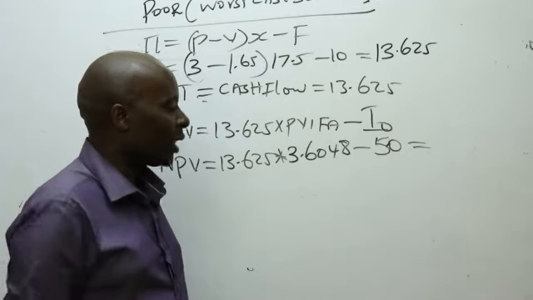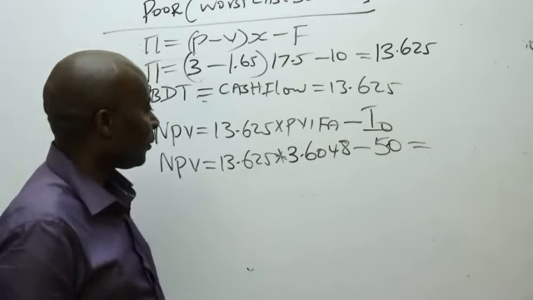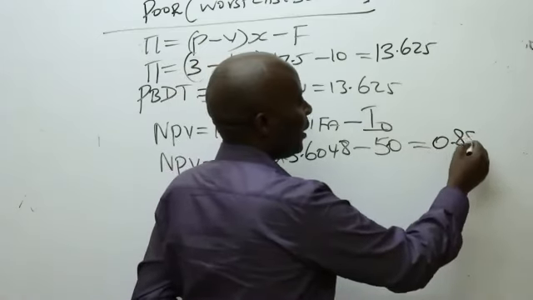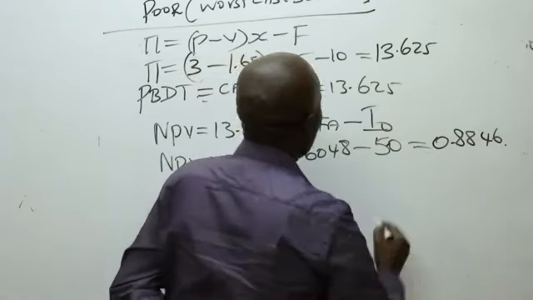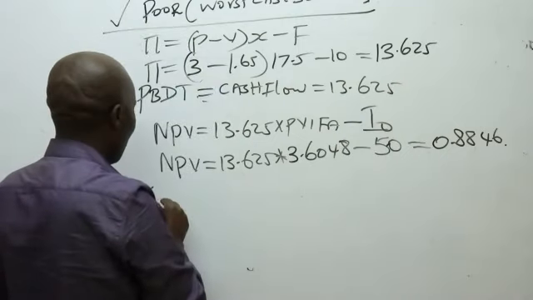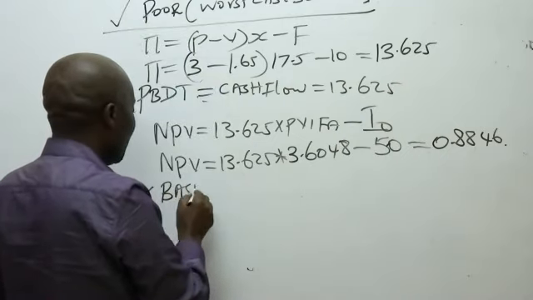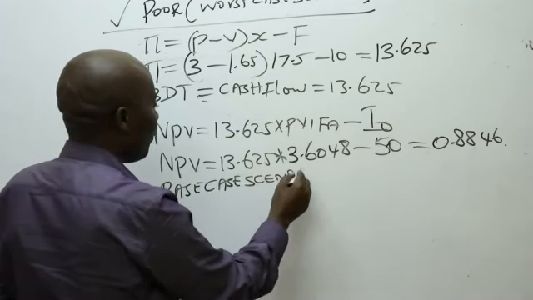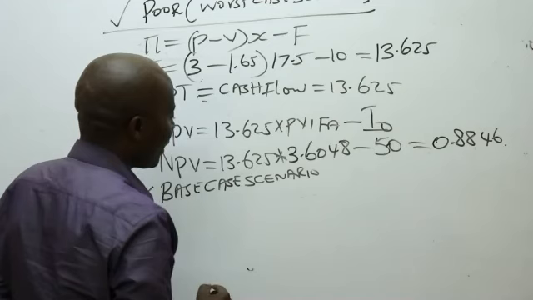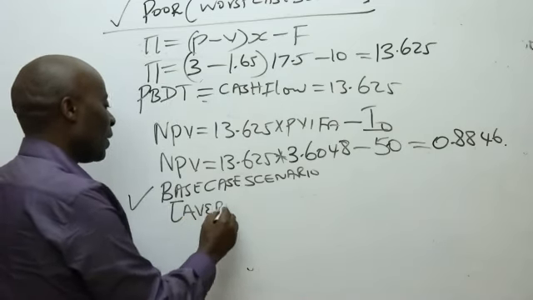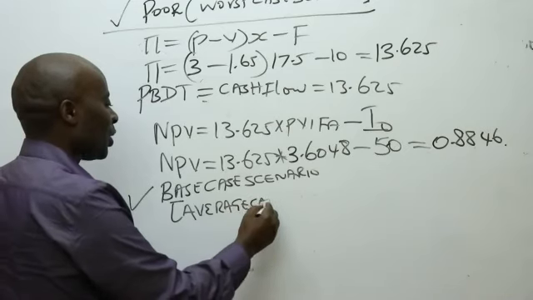Give us an answer. Somebody, what do we have here? 0.8846. So please go ahead and give us, that is poor, the worst case scenario. Give us the best case scenario, which is also known as the average case scenario.